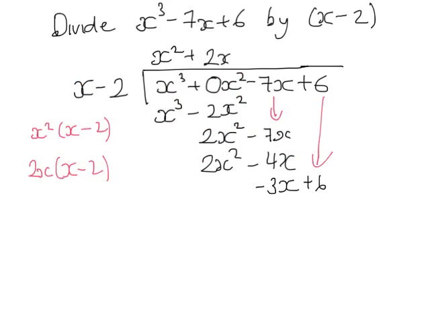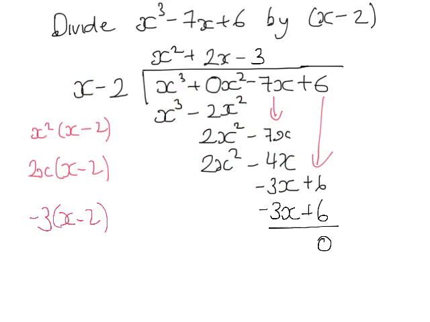And again, we repeat the process. What is negative 3x divided by x? That is minus 3. So now we need to multiply our divisor by minus 3. Write it here. We've got minus 3x. Minus 3 times minus 2 is plus 6. And now when we take away the bottom two terms from the top two terms, we end up with 0.